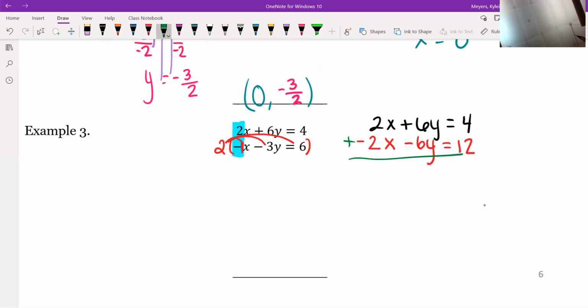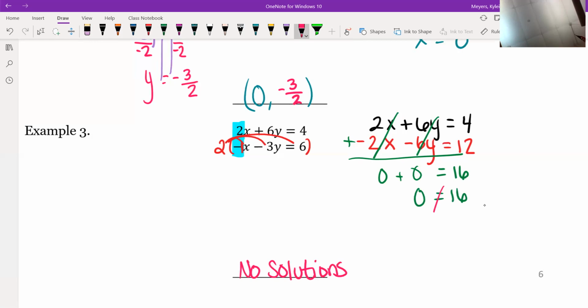2x minus 2x, well, that gives us 0, right? They cancel. 6y minus 6y, uh-oh, they cancel as well, so that gives us 0. And then 4 plus 12 equals 16. So we have 0 plus 0 equals 16. So we really have 0 is equal to 16. Is 0 equal to 16? Hopefully you're saying no. So my answer is no solutions.